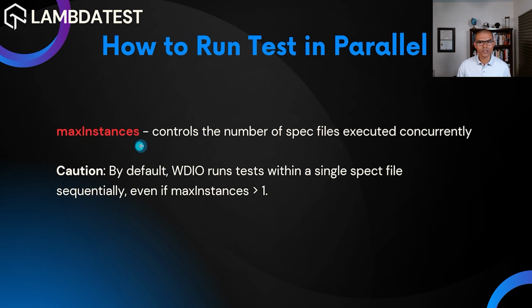The max instances is what controls the number of spec files that will run in parallel. And I have a word of caution here because this can be a bit confusing. And it is that by default, WebdriverIO runs your tests within a single spec file sequentially. Okay, so it doesn't matter if you set this max instances to a number greater than 1. If you only have one spec file, that means that those tests inside of that spec file will run sequentially, one after the other. It is only when you have multiple spec files that your tests begin to run in parallel. Now let's have a look at some examples in code.